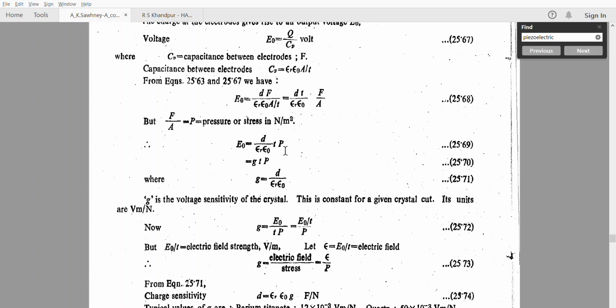So how do you arrive at this equation? Here you see, you take T and P to the other side, that becomes epsilon naught T by P. Then you take T up to the numerator, epsilon naught by T becomes the electric field strength given in V by M. P is pressure, that is F by A.